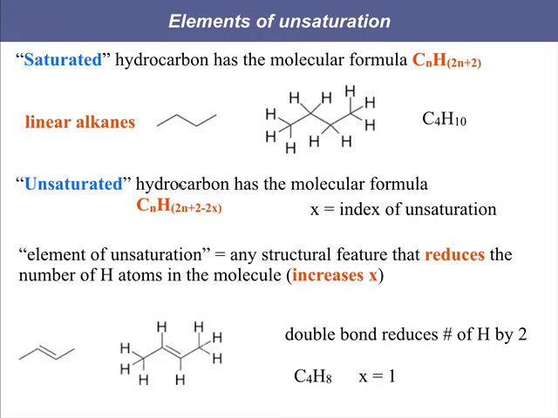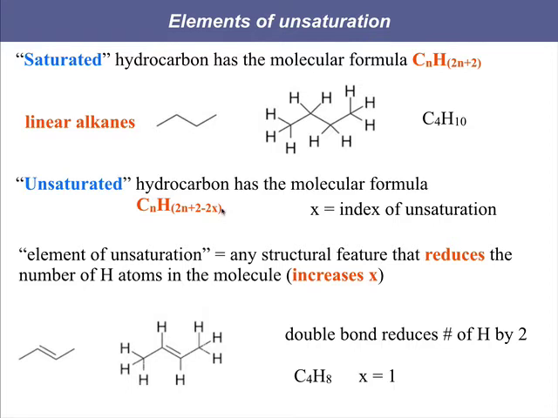For unsaturation, I'm going to modify that formula a little bit. It's going to be CnH2n+2-2x, where x is an index of unsaturation, some structural element. I don't mean a chemical element, like bromine is an element or argon is an element. I mean some structural feature of the molecule is x, the index of unsaturation. Essentially, if you look at this formula, an element of unsaturation is any structural feature that reduces the number of hydrogens by 2, increases x.